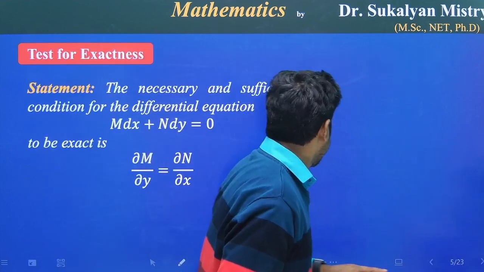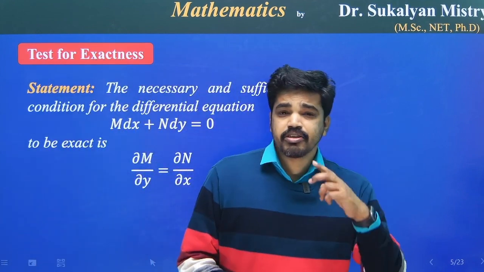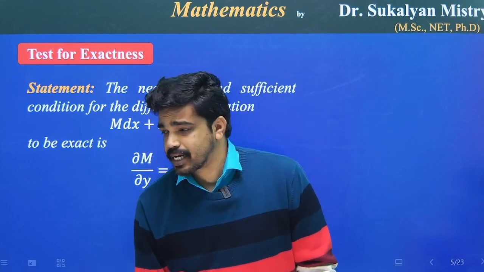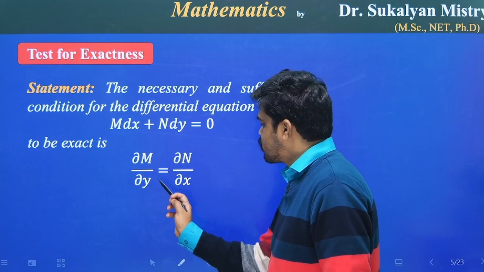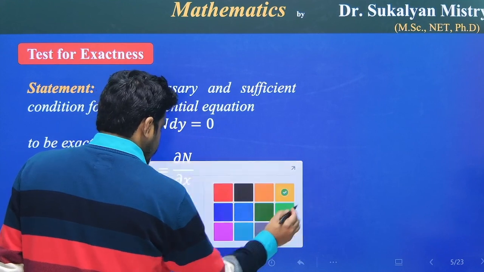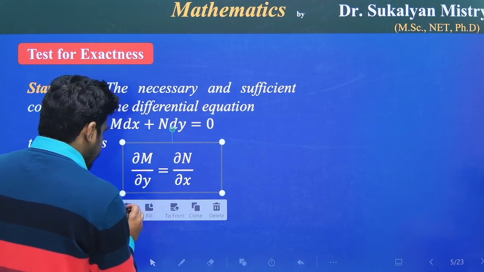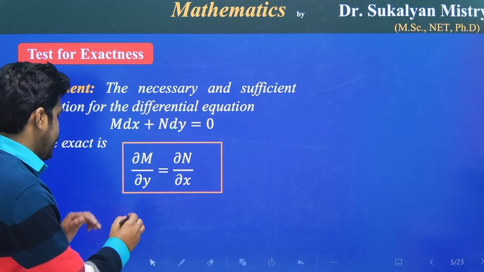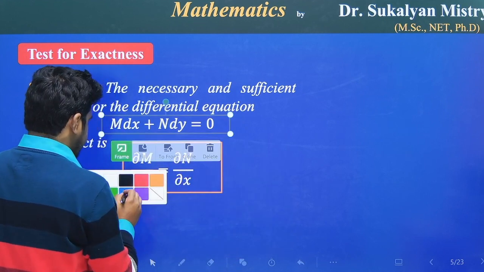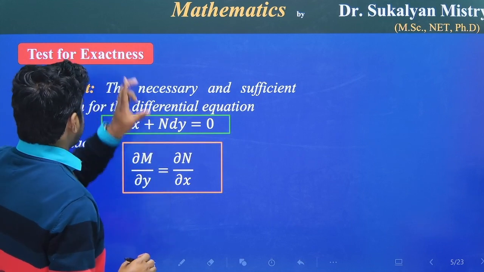So let us just note this: test for exactness. A first order first degree differential equation, that is M dx plus N dy is equal to 0, will be exact if del M del y is equal to del N del x. If this condition is satisfied, then we conclude that M dx plus N dy is equal to 0 will be exact. Getting my point? Okay.